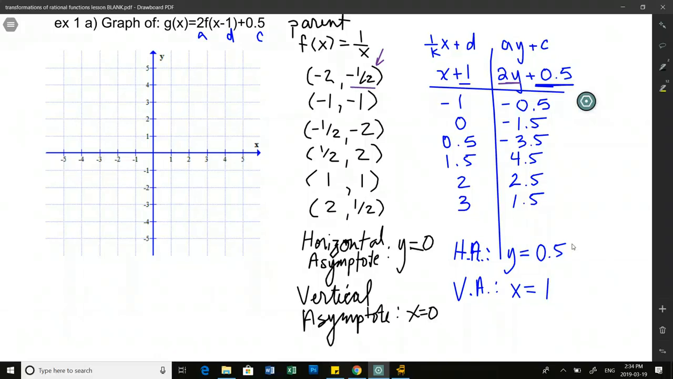Okay, so the very first thing that we're going to do with this type of function is pencil our asymptotes in with dotted lines. And you're always going to make sure you label them with their equations. So dotted lines.